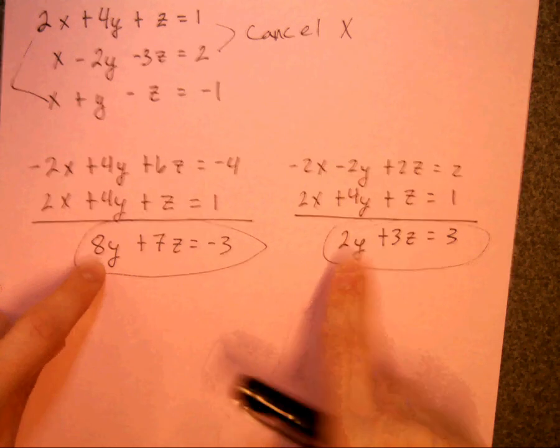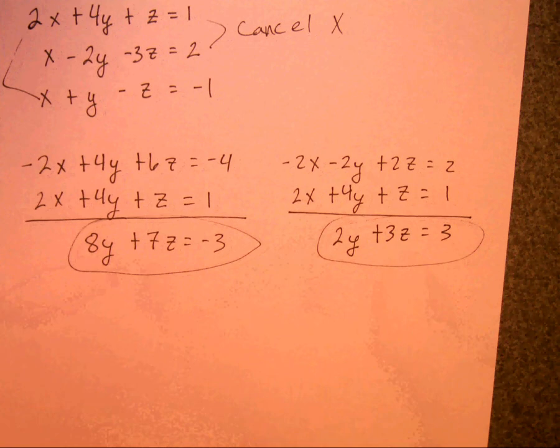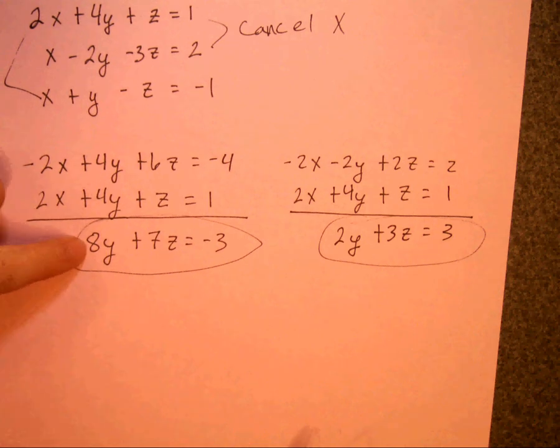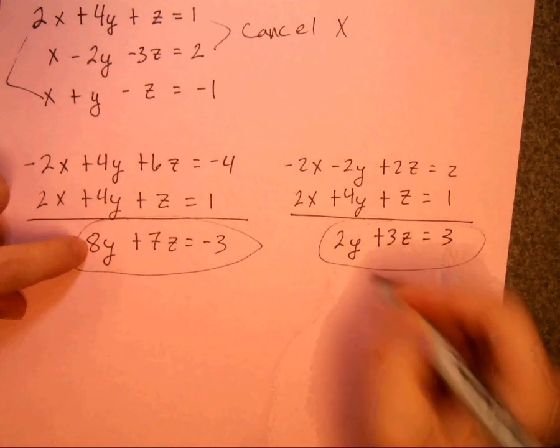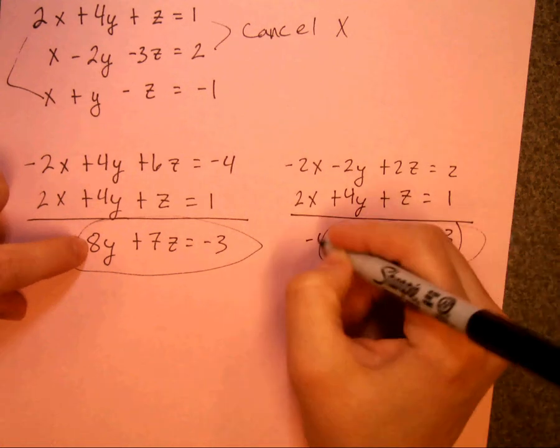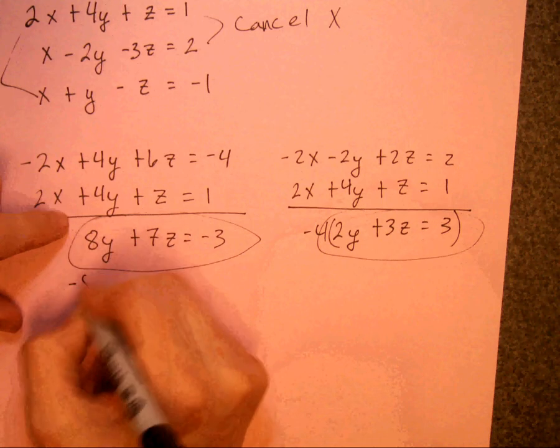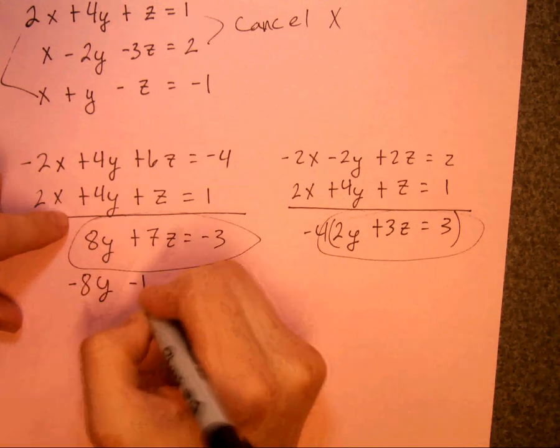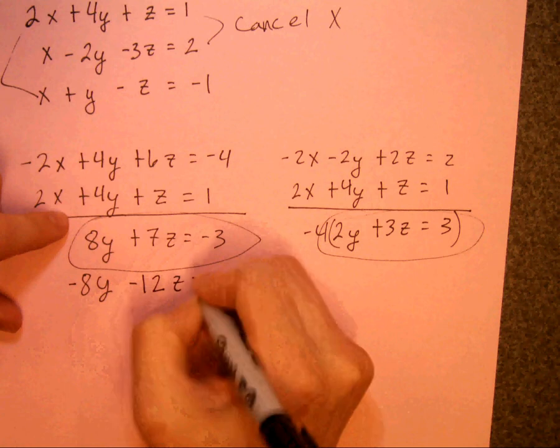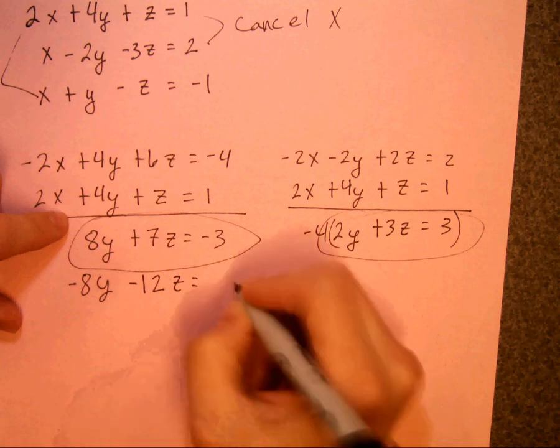If you wanted to go with the z's, that's fine. You'll get the same answer. You just might have to do a couple more steps. But so I'm going to go ahead and cancel out the y's using elimination. This is a positive 8. To cancel it out, I need a negative 8. So I need to multiply this equation by negative 4. That's going to give me negative 8y minus 12z equals negative 12.